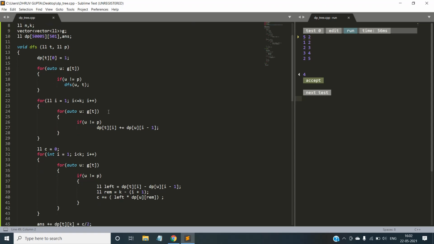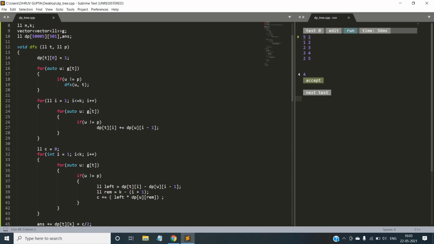Now what we'll do is iterate from i is equal to 1 to i is equal to k, and we iterate through all the adjacency of the tree, and if u is not equal to p, where p is the parent of t, that is we'll traverse through all the children of the vertex t, and dp of t i plus equals dp of u i minus 1.